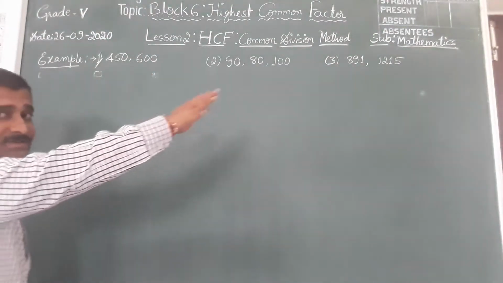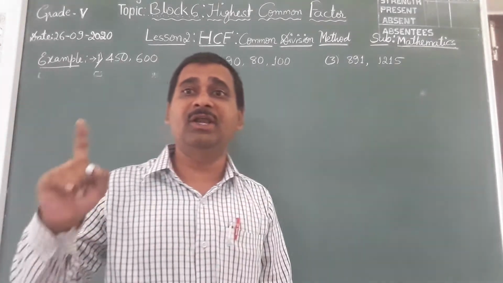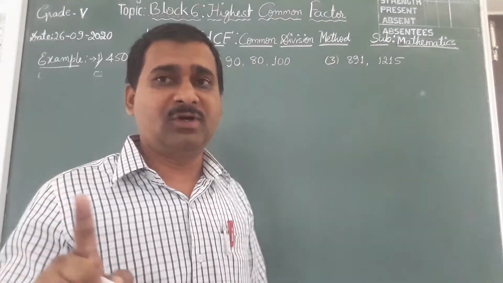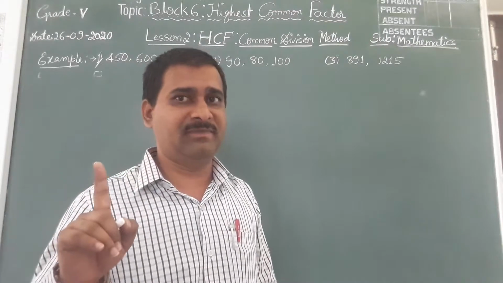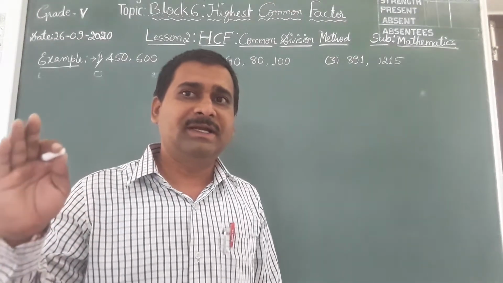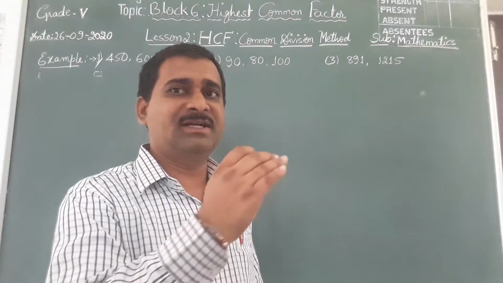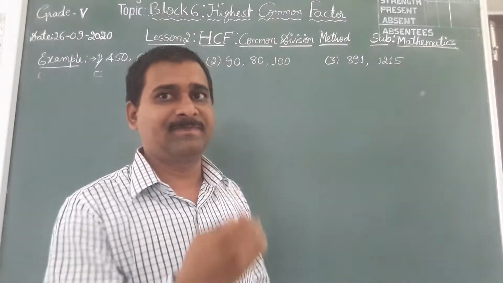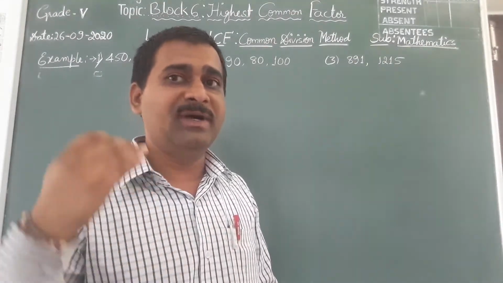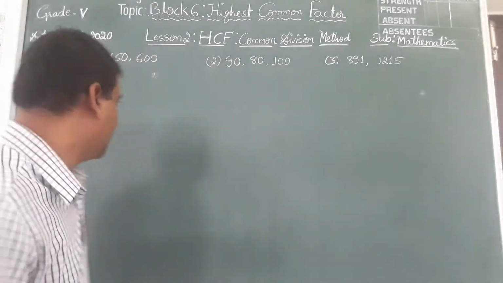Look at here, children. I have selected 3 examples. And here you should use those divisibility rules, because you are doing the common division method, meaning the numbers which are given, all the numbers you are dividing at a time. You should know these numbers are divisible by what numbers. How will you come to know? By the divisibility rules which you learnt already, right?